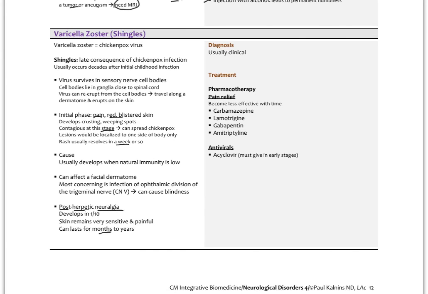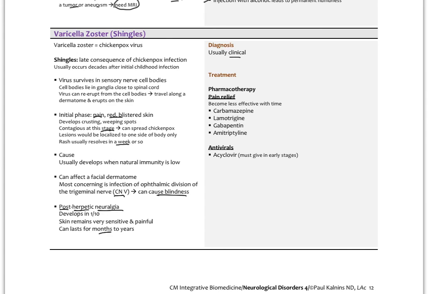It can affect the facial dermatome, and this is most concerning when it's in the trigeminal nerve, and it affects CN5. So shingles on the face, especially around the eye, we are especially concerned about because that can cause blindness. So that's an immediate referral usually, and what they do is high-dose steroids to try to knock that infection down. The diagnosis is clinical usually.